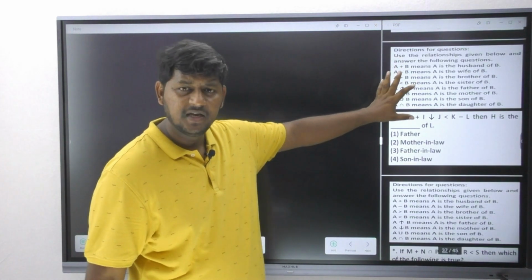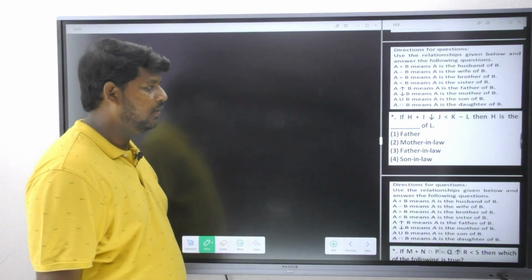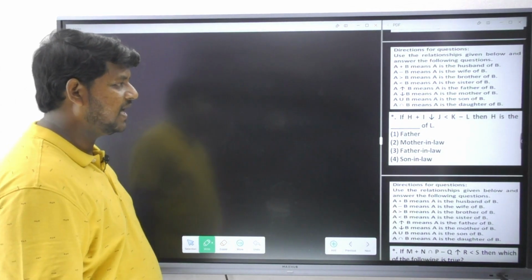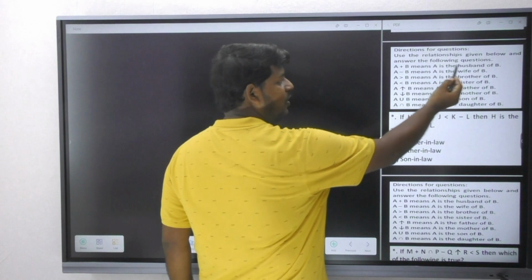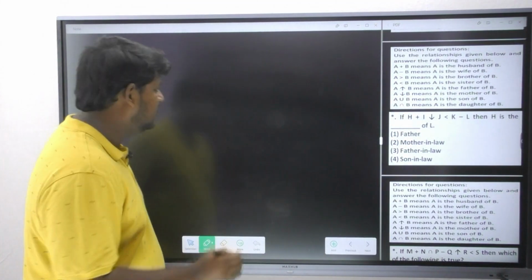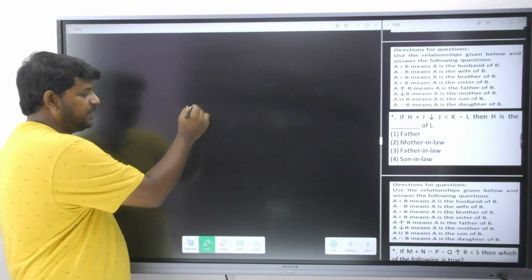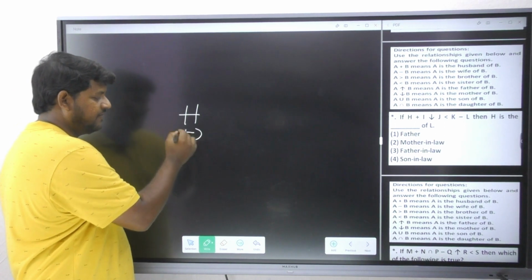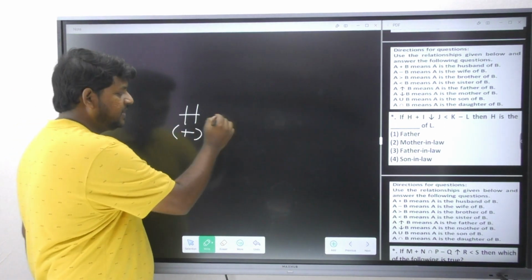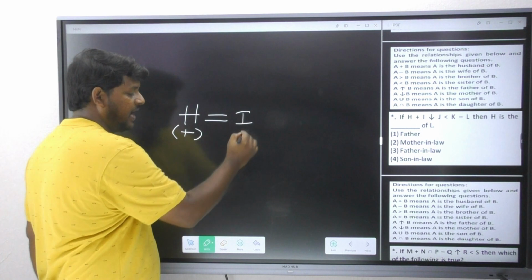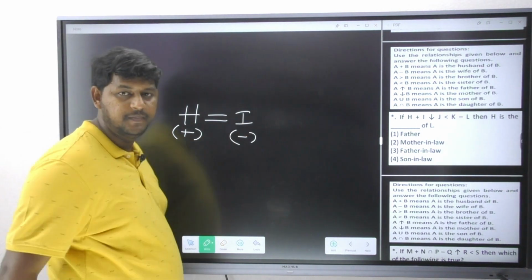Same symbols, but the question is different. Now, H plus I. Plus is indicating what relation here? Husband. So when H became the husband, definitely male. H became husband for whom? I. So I is a female.